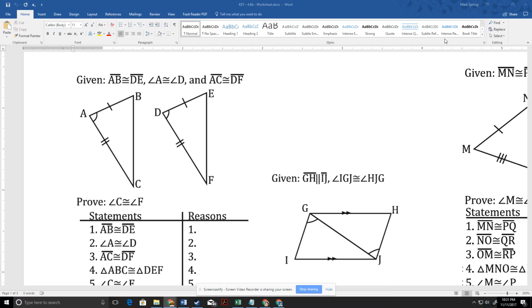All right, here we go for the key for 4.6b, doing some of these proofs. All right, let's find the cursor.